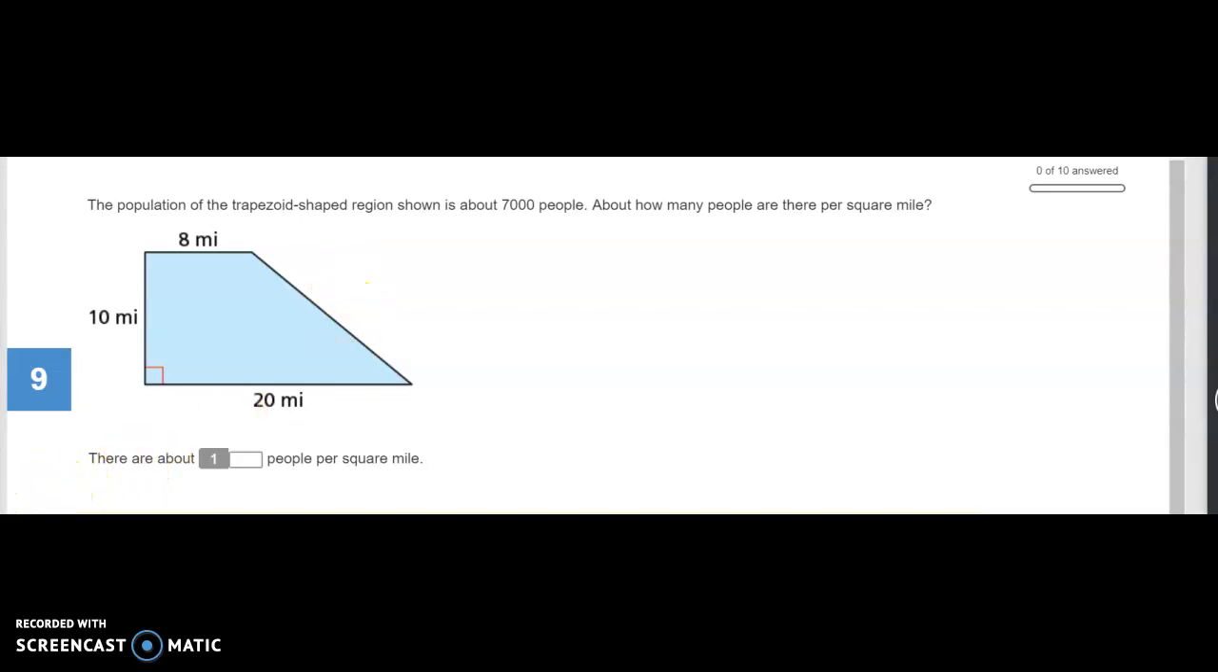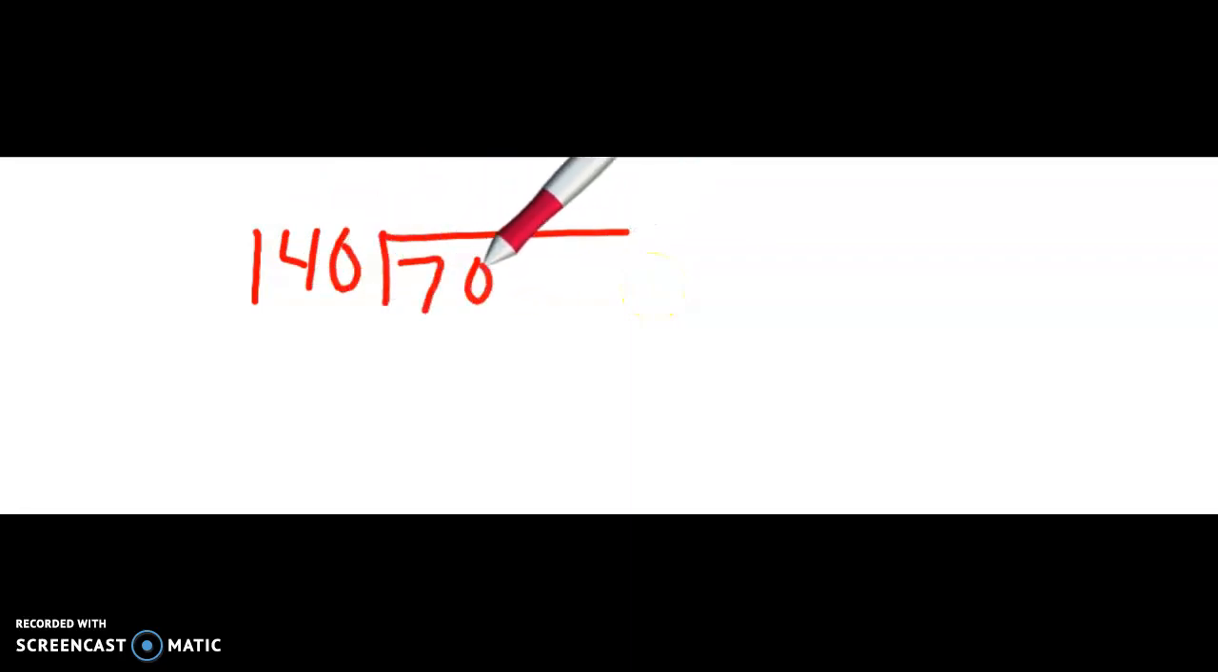So now we have to do some division. We have to take our 140 and divide it into the amount of people to find out how many people live per square mile. So when we go into 140, it doesn't work for the 7, it doesn't work for the 0. We have to go all the way over here.